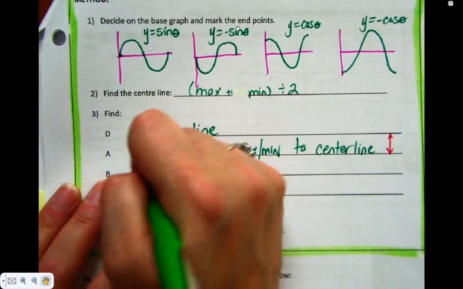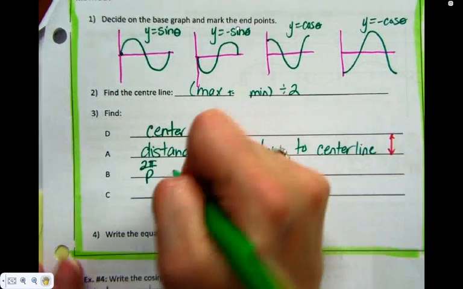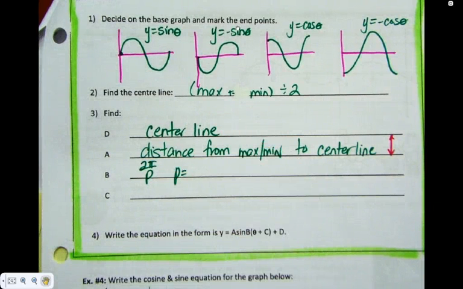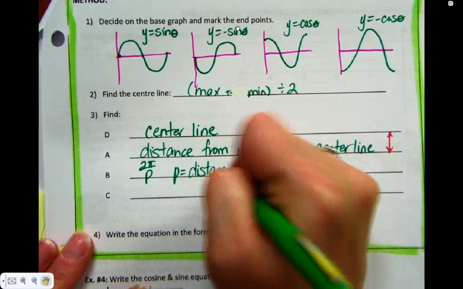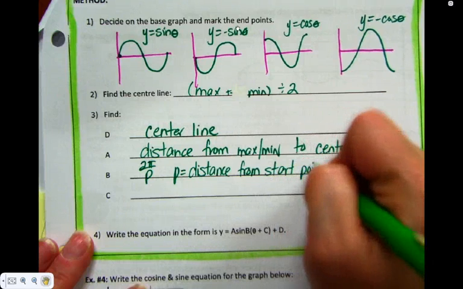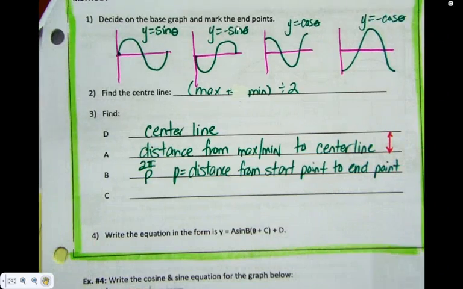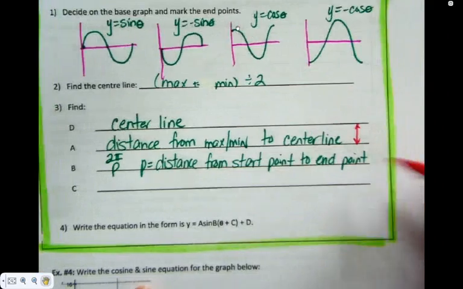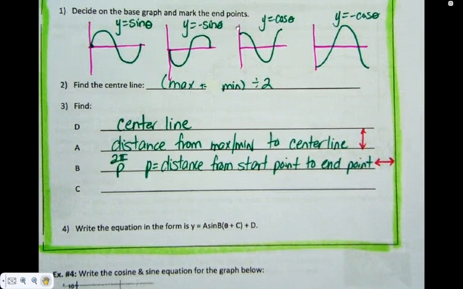The b value comes from 2 pi divided by the period. And the period is the width of the graph, so it's the distance from a max to a max, or a min to a min, or from the center to the center. So I call it the distance from start point to end point. And for my visual peeps, that's always a horizontal distance, so we're counting side to side.